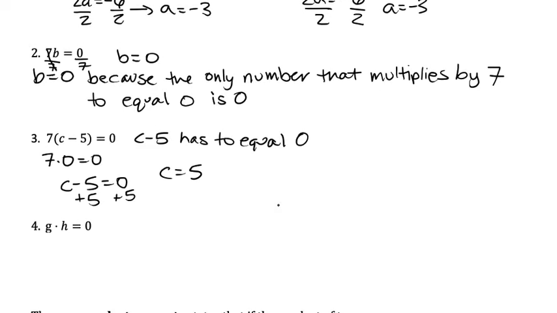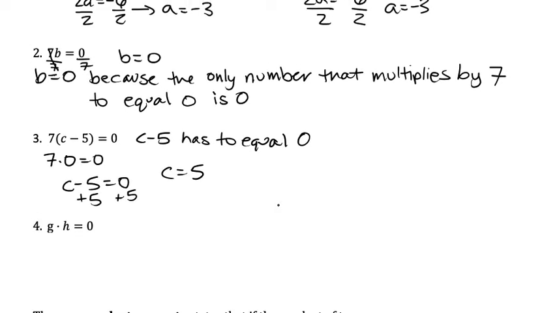And lastly, number 4, g times h equals 0. So as we see above, in order to multiply and have it equal 0, you can only get that by multiplying by 0. So either g or h must be 0. They could both be 0 because 0 times 0 is also 0, but one of them has to be 0. If one of them is 0, it doesn't matter what the other number is because anything times 0 is 0.